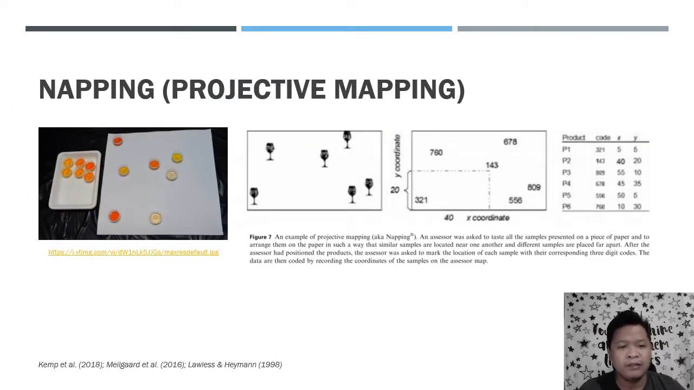So yan, you're given the samples and then you place them on a sheet of paper on an XY coordinate plane, depending on how you think they should be placed. And minimeasure lang yung X and Y coordinates, no, para masabi kung gaano ka-similar yung mga samples sa bawat isa.